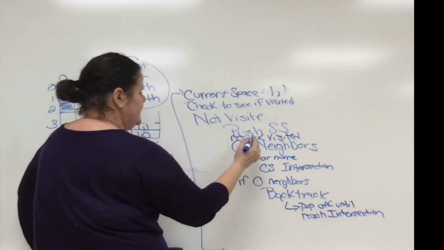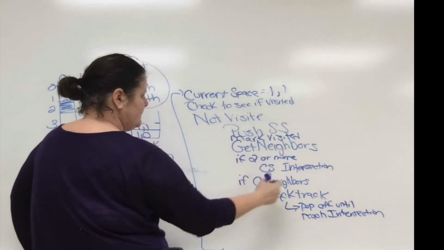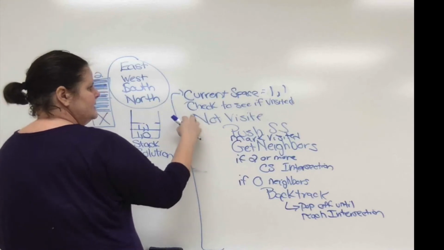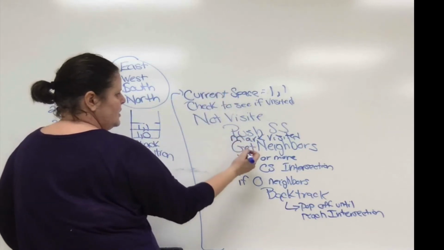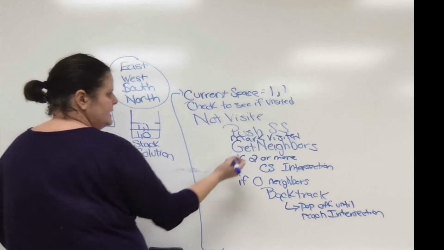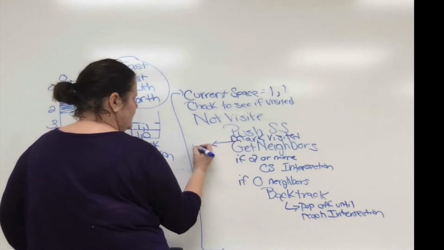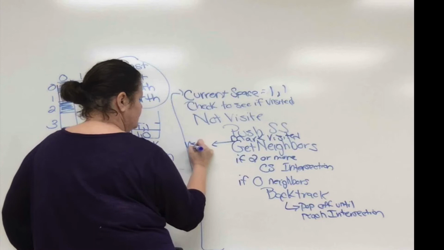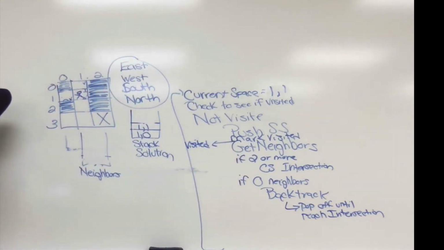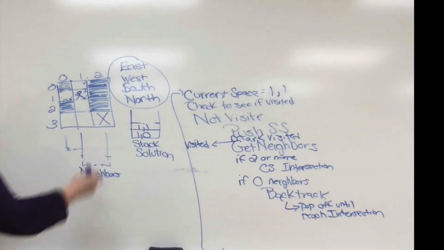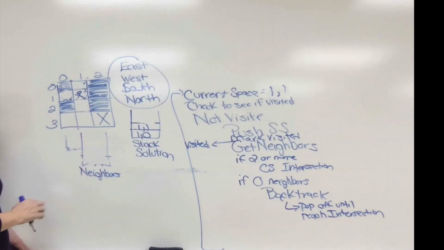So if it hasn't been, check to see if it's visited, okay, I come here. So what I have going on is that if it's visited, also, I get my neighbors. And this is because I have to go back and do the same thing. So here I get my neighbors.